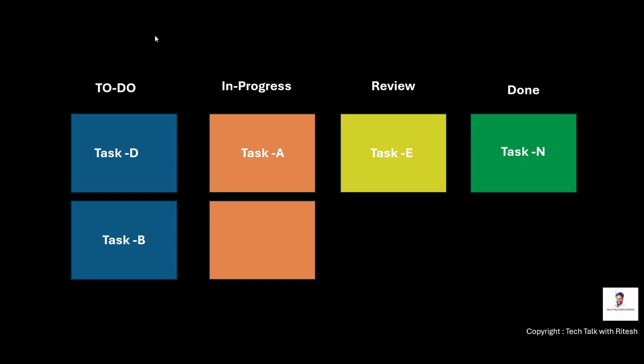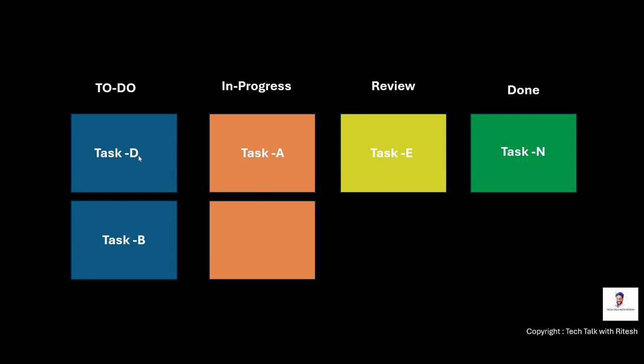That is fine. So what we just learned is that we can have different columns. For example, to do column, in progress column, review column, done column. There can be some customized columns as well. And consider these cards are nothing but the tasks which the team is going to work on. So for example, somebody is working on some UX design, another person is working on the backend functionality work, right?